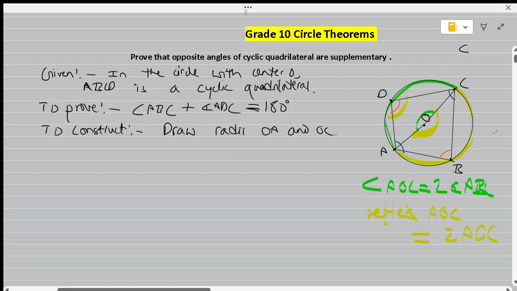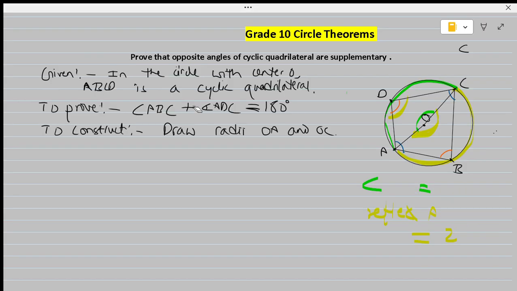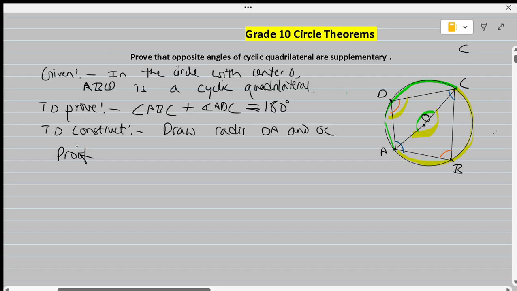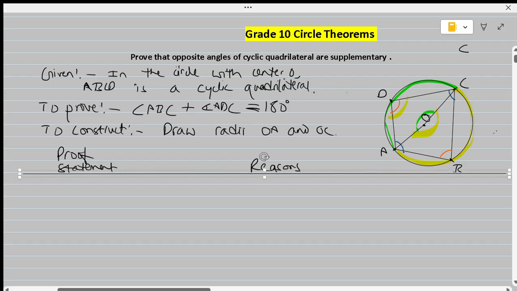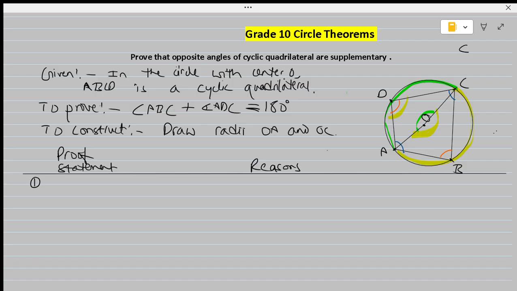With the use of this relation of the central angle and inscribed angle, we'll be proving this theorem. Alright, so let's go for it. I'll make this clear. We write here proof, and then statement and reasons. First we go with the central angle made on the arc ADC. On the arc ADC, the central angle is AOC, and on the same arc there is angle ABC. So AOC is twice angle ABC, first one.